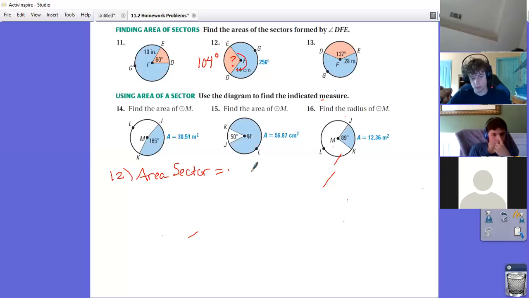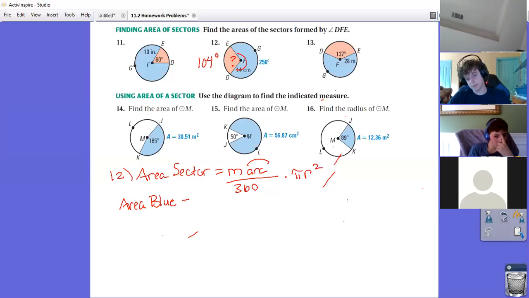And the measure of the arc divided by 360 times the area formula. So if you remember, the arc length formula is very similar, with the exception that instead of multiplying by pi r squared, we multiply by the circumference formula. So it's very similar. So I'm going to find the area of the blue first.